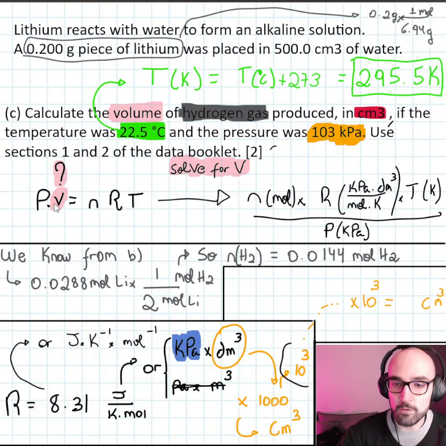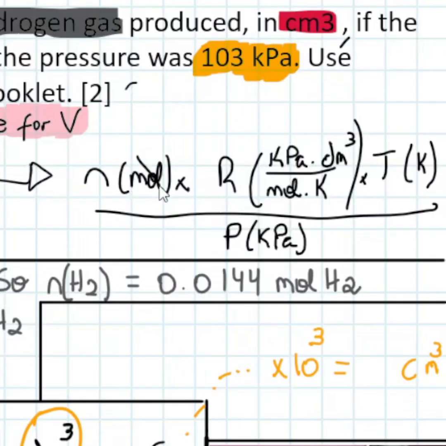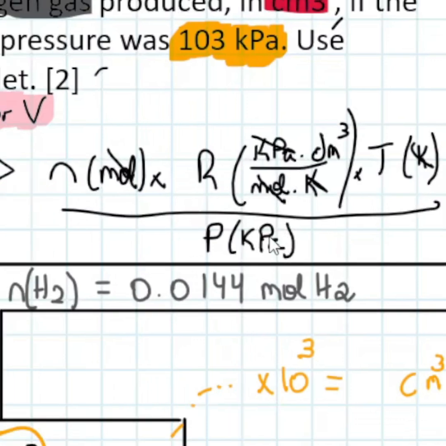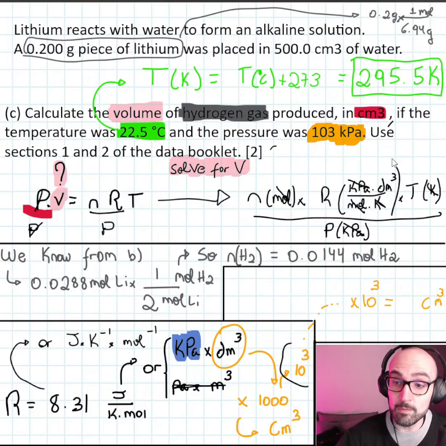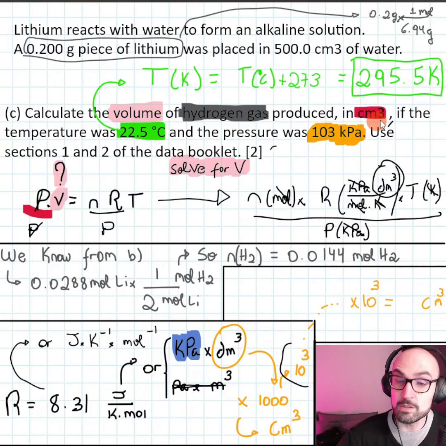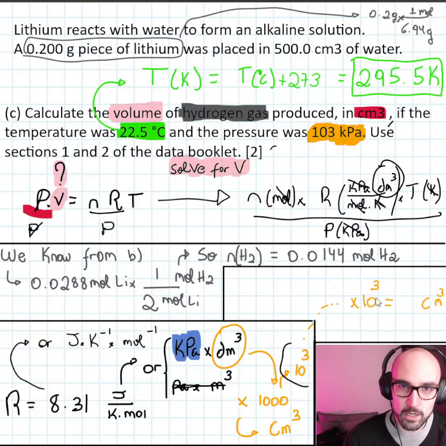So we're solving for V. P goes to the other side. Look how beautifully the units cross out. Mole with mole, Kelvin with Kelvin, kilopascal with kilopascal. But the problem is the leftover unit is liters. The question wants the result in milliliters. So what are we going to do? We're going to multiply everything by 1,000 in the end. Now that you know everything, let's plug the numbers in, shall we?